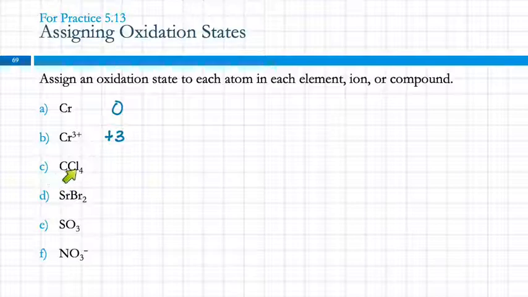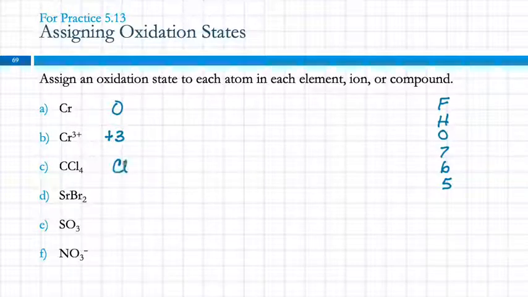Here we've got carbon tetrachloride. There's 1 carbon and 4 chlorines here. They're all nonmetals, and so we have to dig out Pho 765. So Pho 765. Is there a fluorine there? No. A hydrogen? Nope. Oxygen? Nope. Anything in group 7? Chlorine. So chlorine gets to pick. What's chlorine going to pick? -1. So the chlorine is going to have a -1 oxidation state.